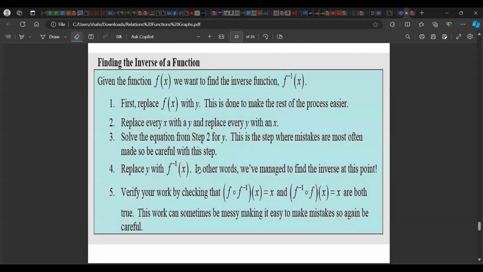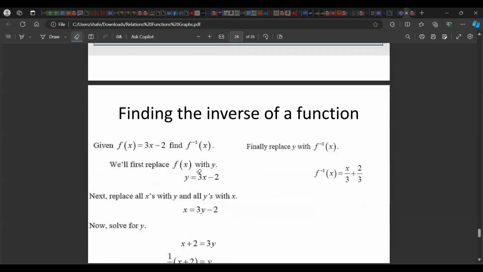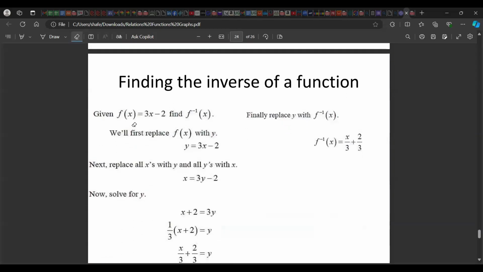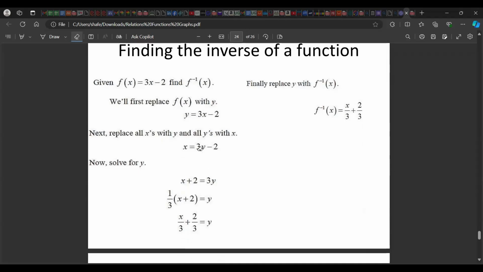Now, all this wording seems very difficult, but an example will really bring it up. So look at this. This is a simple example. f(x) equals 3x minus 2. Find f inverse x. So what we do, we replace f(x) with y. So you get y equals 3x minus 2. Interchange x and y, and this is what you get. Now you make y the subject again. So what we do, we bring over the -2 over here. We get x plus 2 equals 3y.